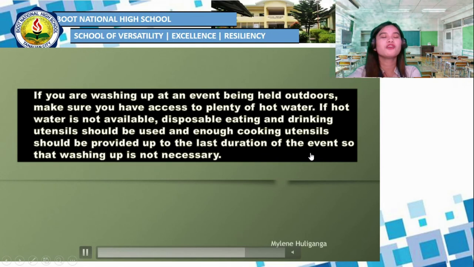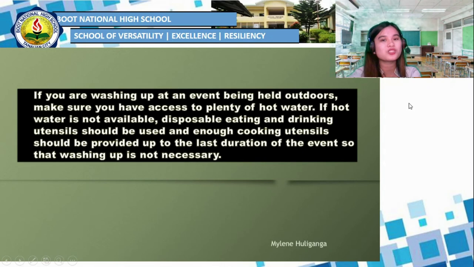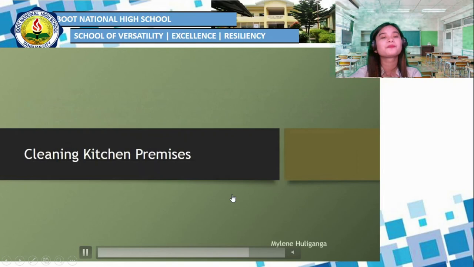If you're washing off an event being held outdoors, make sure you have access to plenty of hot water. If hot water is not available, disposable eating and drinking utensils should be used and enough cooking utensils should be provided for the duration of the event so that the washing is good.